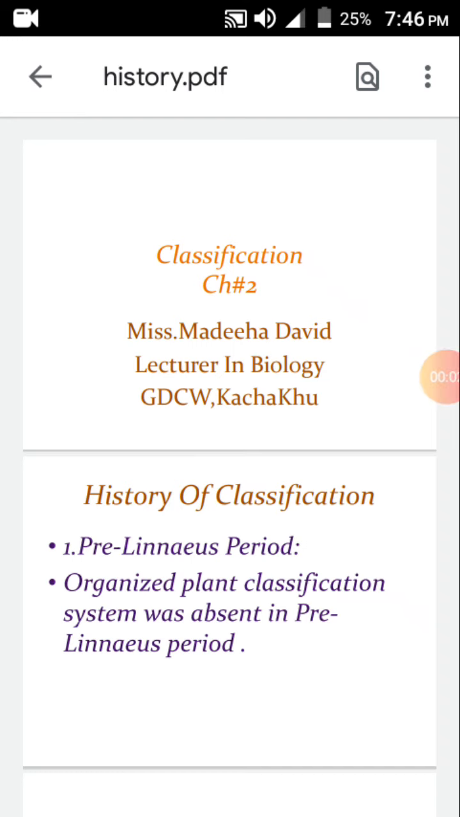Students, today in Botany, classification chapter number 2, we will discuss history of classification of plants. Number 1 is pre-Linnaeus period. Pre means before. Organized plant classification system was absent in pre-Linnaeus period.